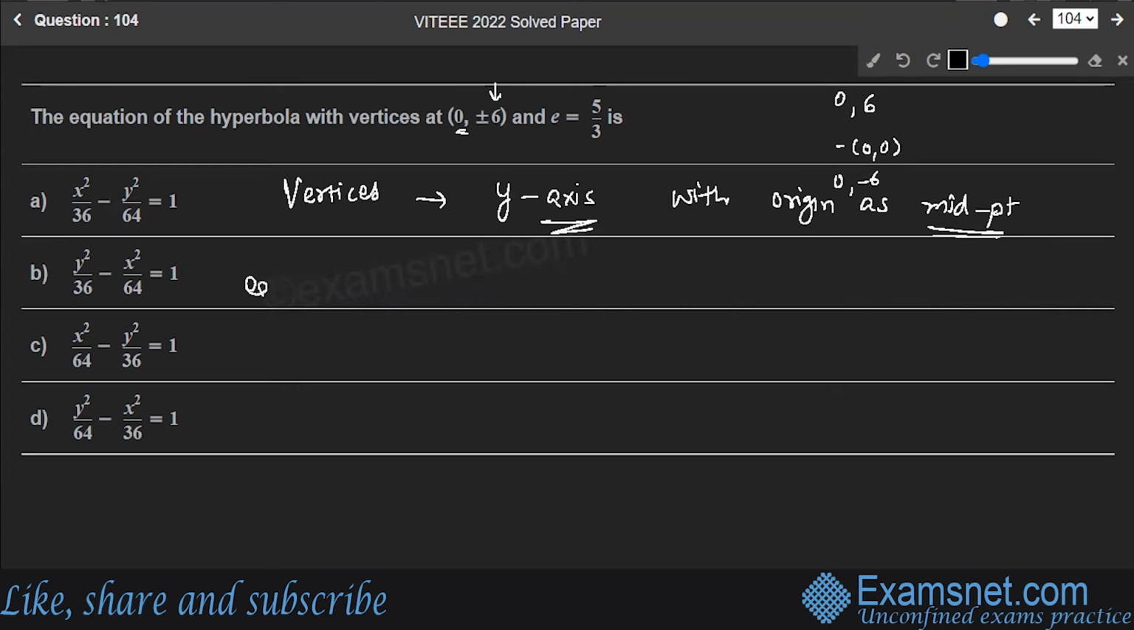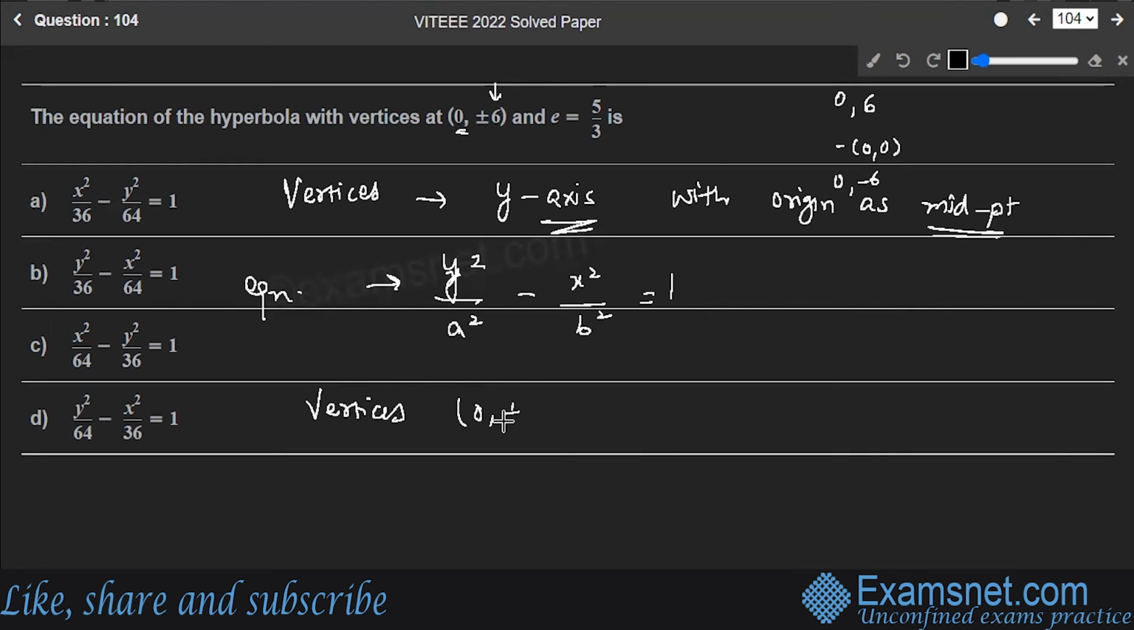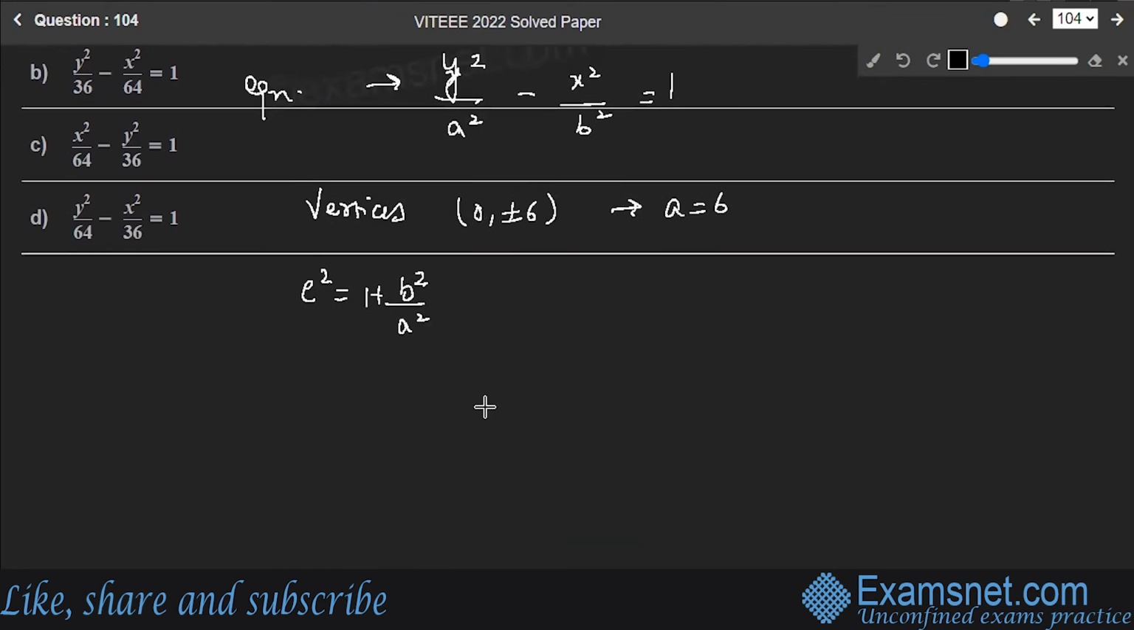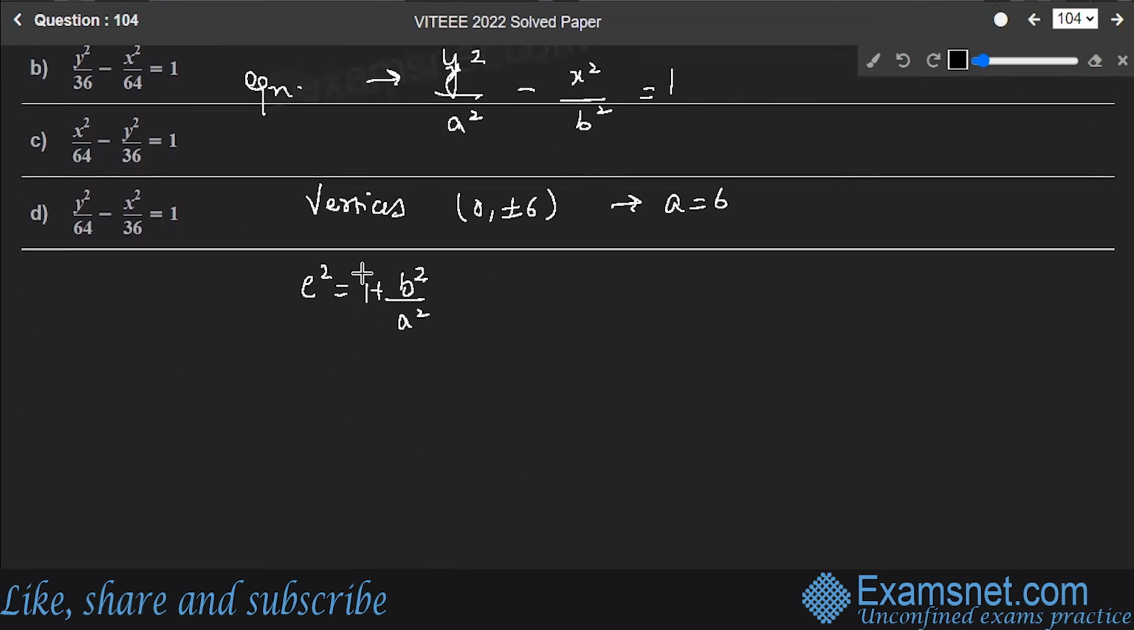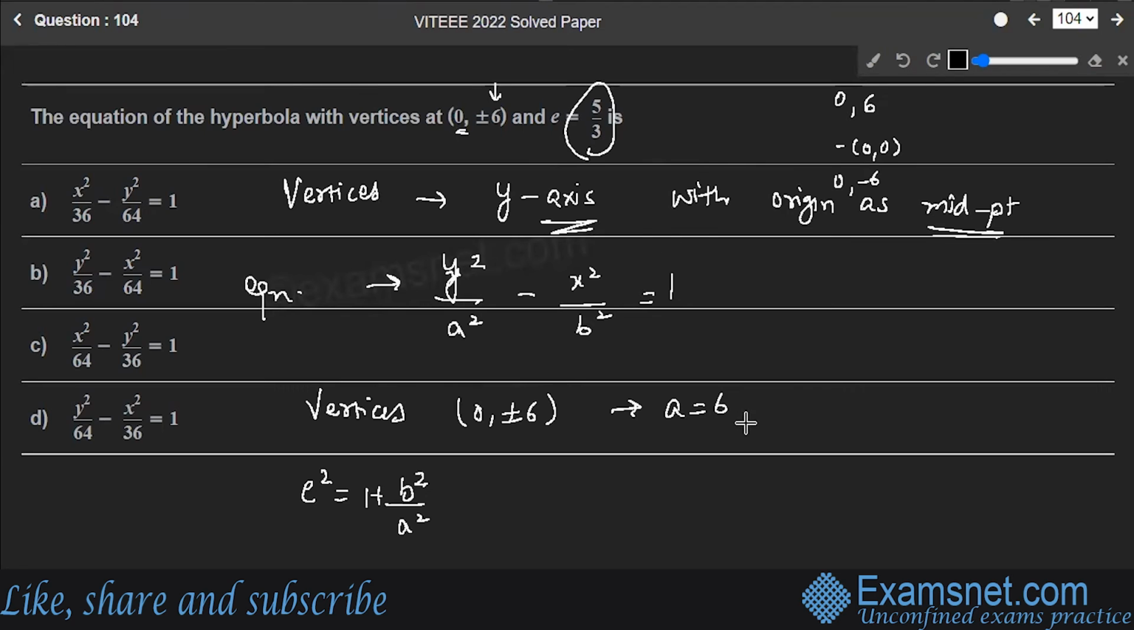What will the equation of this hyperbola be? y square upon a square minus x square upon b square is equal to 1. Now, vertices are this. That means your a is equal to 6. And what is eccentricity? Eccentricity will be given by e square is equal to b square upon a square plus 1. Okay. See, I got the value of a. I know the eccentricity is given to me as 5 by 3. I got the value of a.